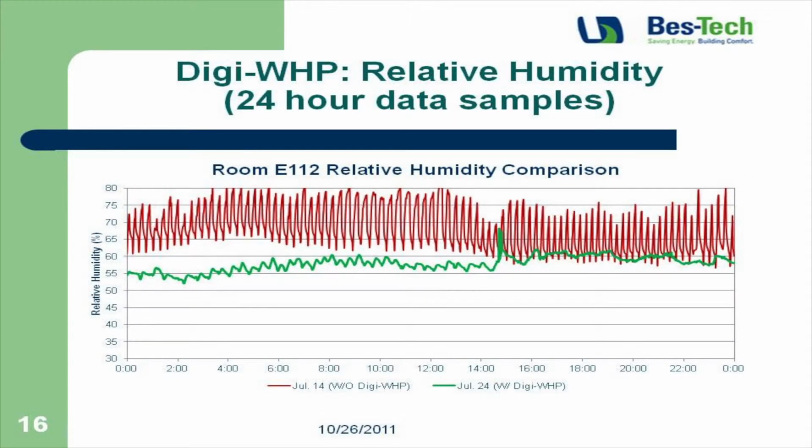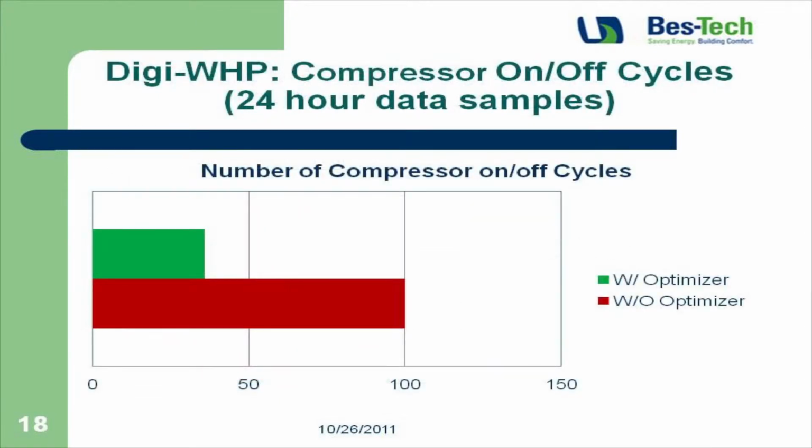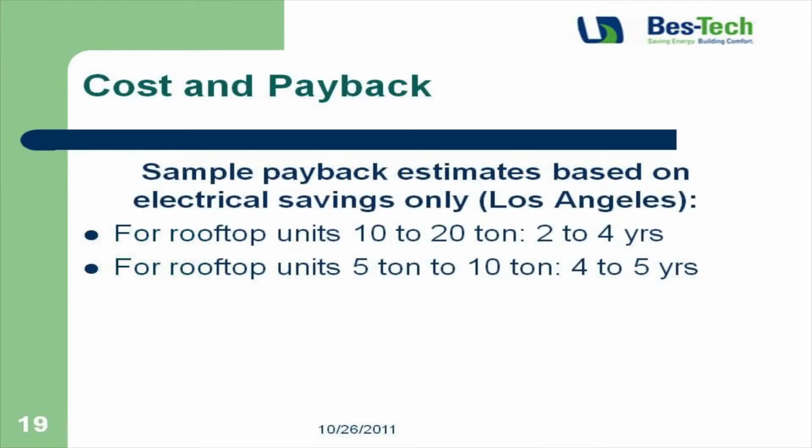Here's a look at the relative humidity comparison, very favorable with the Digi-Optimizer. Here's that same look with the water source heat pump energy consumption. Number of compressor cycles, water source heat pump, less than half. Cost and payback information, this is for Los Angeles. We just took a sample in Los Angeles.